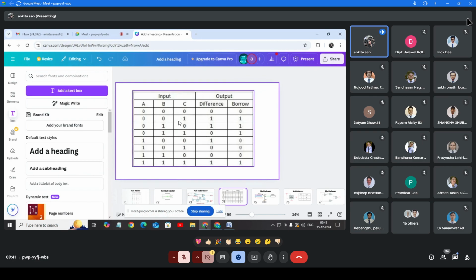হয়ে গেল। Next কি? যেখানে B and C শুধু 1 1, then difference and borrow all will be 1. Okay? Next কি? Zero one one, 0 1 1, 0 0 1 0.